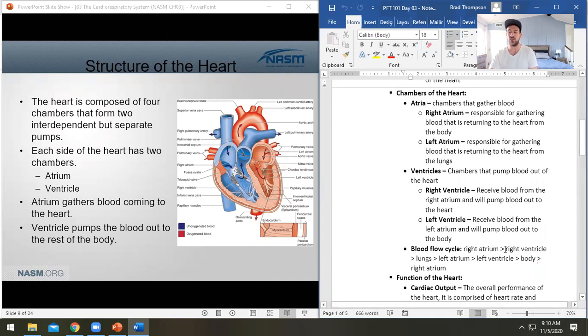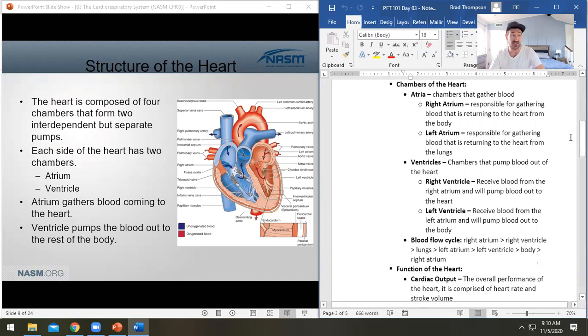So then let's look at these chambers of the heart, and this one sometimes is kind of a pain in the butt because you do want to know these chambers and have them pretty well memorized. If we look at the chambers of the heart, they're split into two major categories: atria, or atriums, and ventricles.